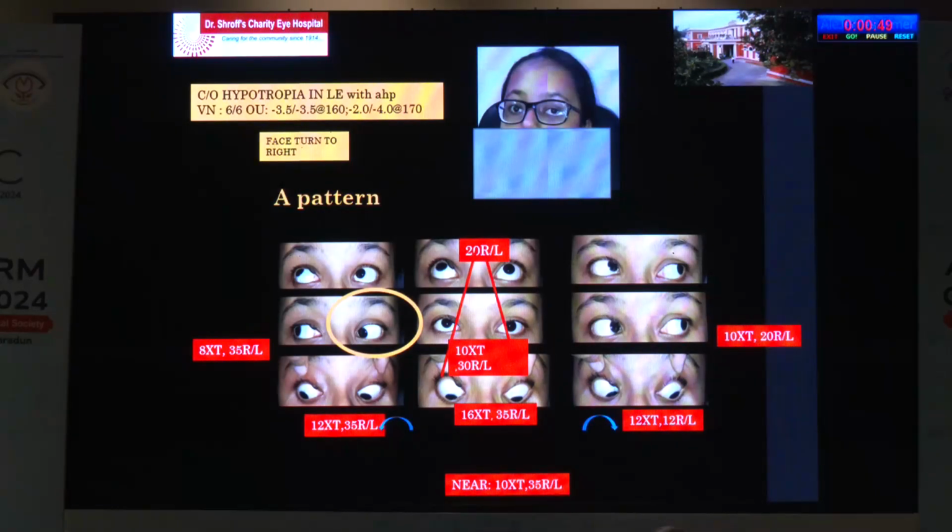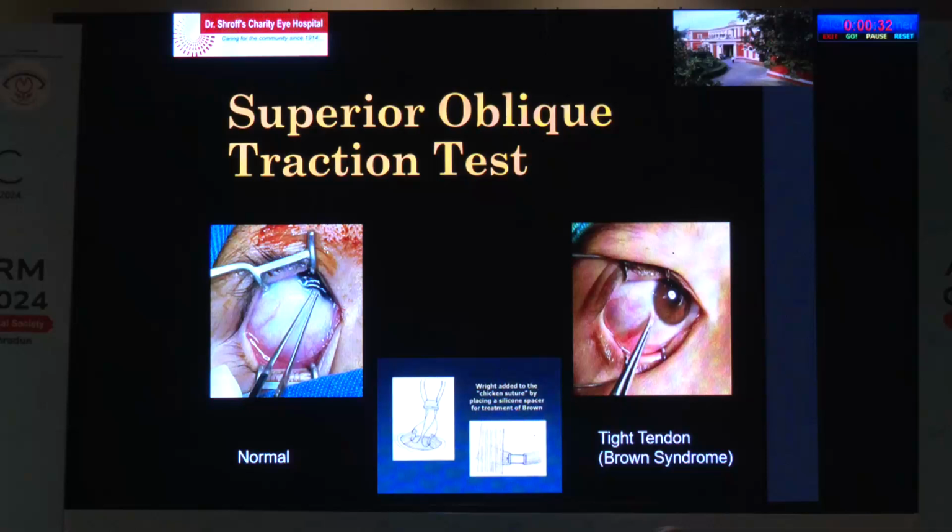Now this child presented with a hypotropia. Everywhere it was written as Brown's, but there was an A pattern. So it is important for us to check all gazes. An A pattern does not occur in Brown's, so you are thinking of something else. You do an FDT on the table, and it tells you whether it's a tight tendon. In this case it was not a tight tendon, but if it is a Brown's it will be a tight tendon.